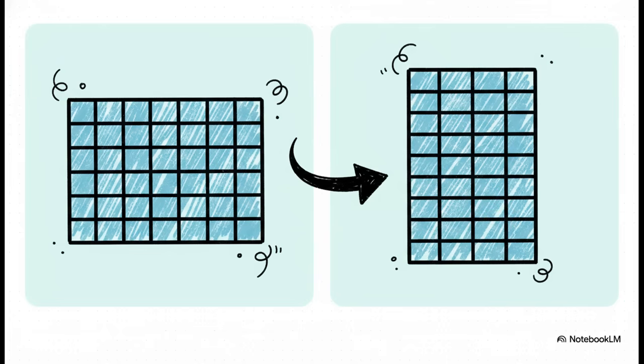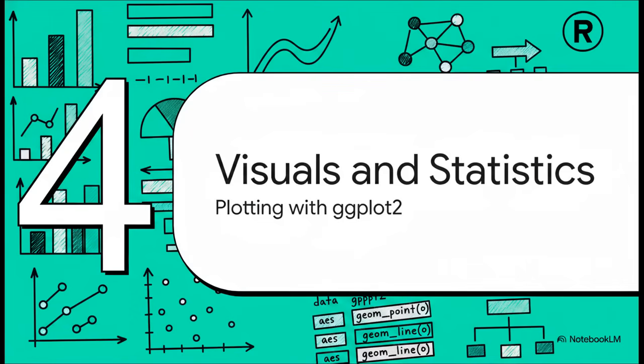If your AI gives you code using the tidyr package to pivot your data, don't panic. That's just it restructuring your human-friendly table into an R-friendly format so you can actually build some charts. Which perfectly transitions us to section 4, visuals and statistics.